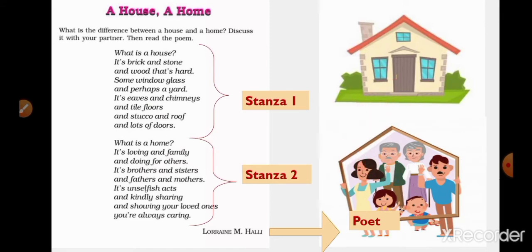Now before we begin reading, I would like you to know what is a stanza. So like in a prose, the text is divided into paragraphs. A poem is divided into stanzas. So a stanza is a grouped set of lines that follow a particular pattern. And the lines in a stanza relate to a similar thought or topic. For example, in this poem, the poet in stanza 1 has talked about a house and she has explained what a house is. And in stanza 2, she has talked about home.